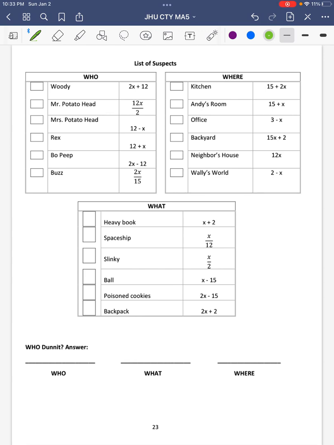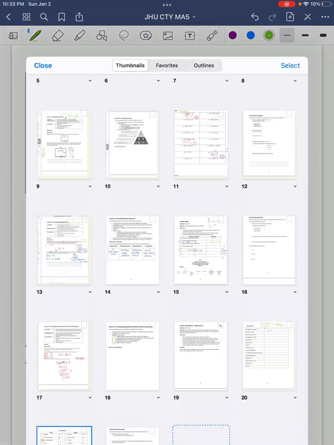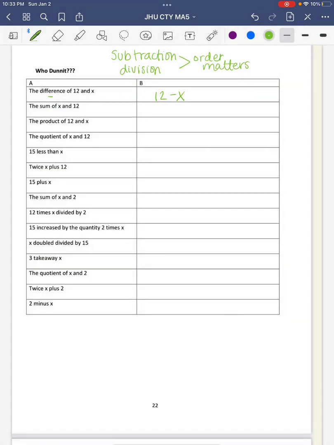Okay, so let's see on our other pages if we have that expression. 12 minus x. Oh, Mrs. Potato Head under our who. 12 minus x. So we know that Mrs. Potato Head is not our culprit. Okay, she didn't do it. Yay, Mrs. Potato Head, you are in the clear. Okay, so let's go back.